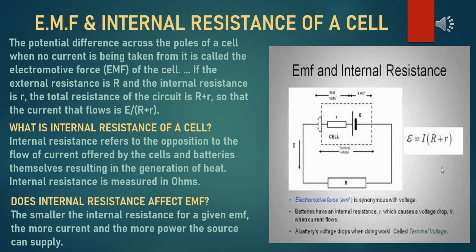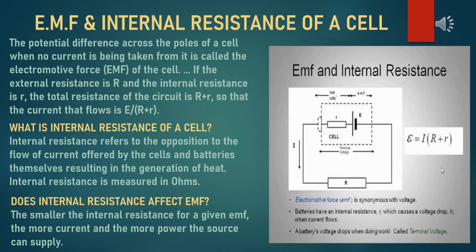Now, what is E? Here E behaves like V, that means potential difference. And you know V by R is equal to I. That's why the current that flows is I is equal to V by R. That's why here V is equal to E and R is equal to R plus r. That's why E by R plus r is equal to I.